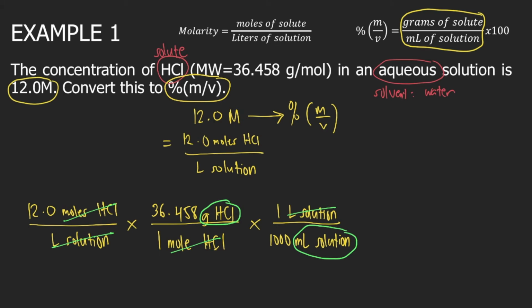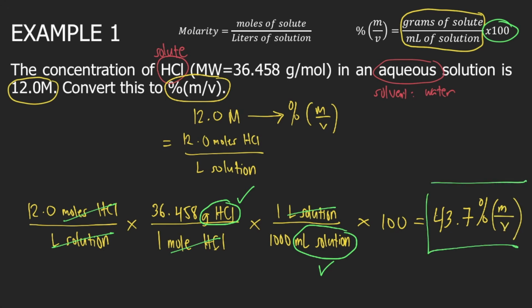So we have grams of solute on top, and we have ml of solution on the bottom. And what's missing? Times 100. This one. Times 100. And if you solve this in your calculator, this is equal to approximately 43.7, and just put percent mass per volume. So this is the answer to example 1.